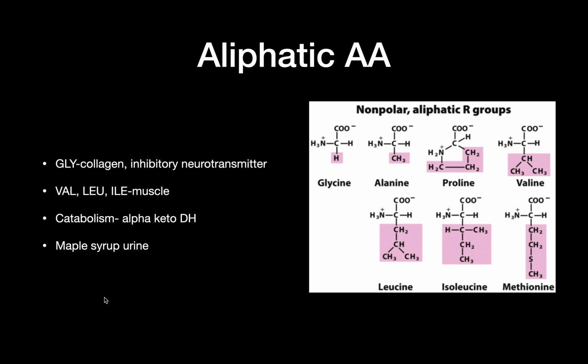The treatment for this is a very restrictive diet. You don't want to feed anybody suffering from this disease any diets high in proteins, especially the BCAA proteins.